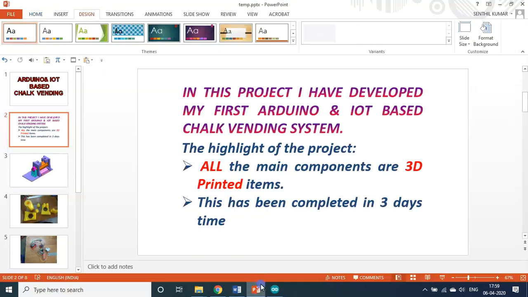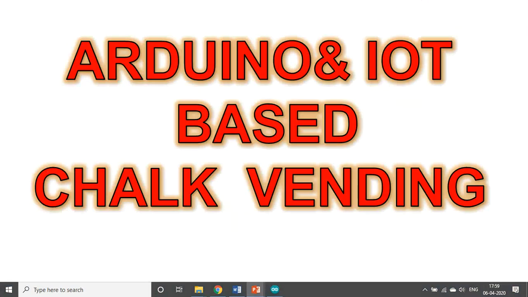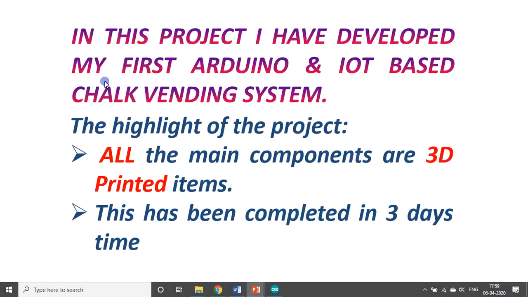Now we see the functioning of it. This is an Arduino and IoT based chalk vending machine. Here all the components are 3D printed. That is one specialty here. I used my 3D printer to develop all the parts.